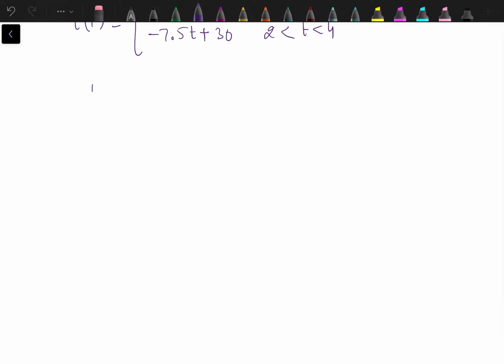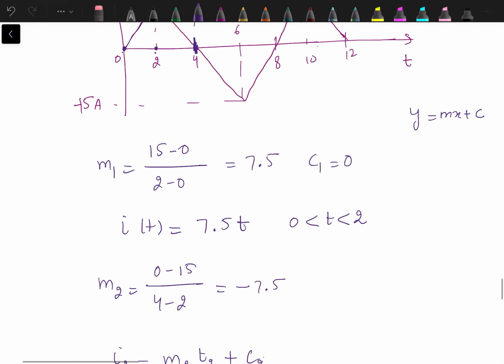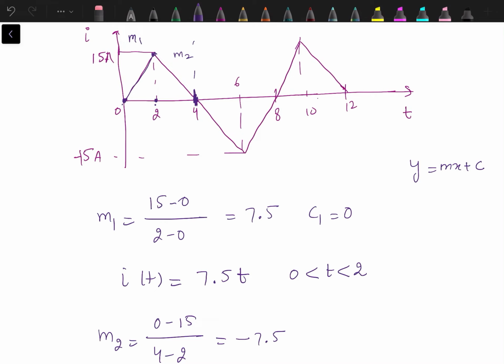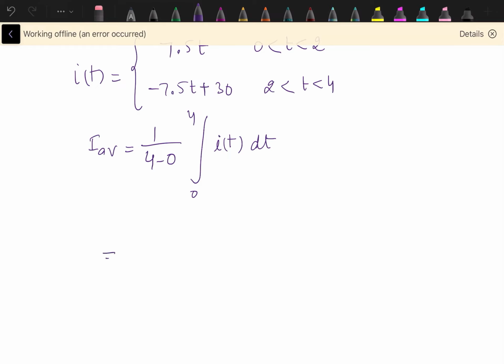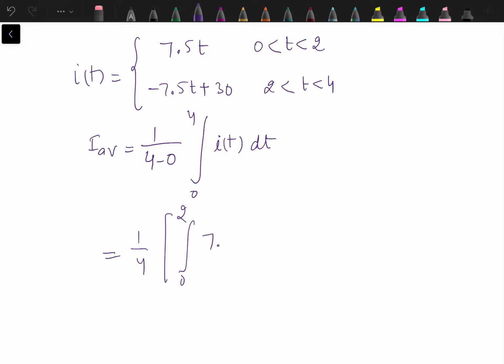Now I average we can find out by finding out the current variation from 0 to 4. So it's 1 upon t2 minus t1. T2 is 4 minus 0. Integration limits from 0 to 4, i into dt. We need to break the integration limits from 0 to 2. Current is 7.5 t into dt, and from 2 to 4 it's minus 7.5 t plus 30 into dt.